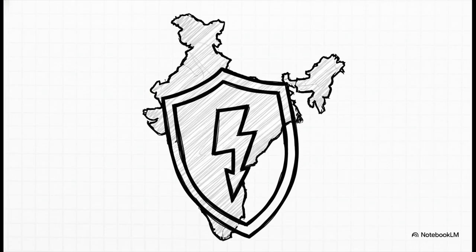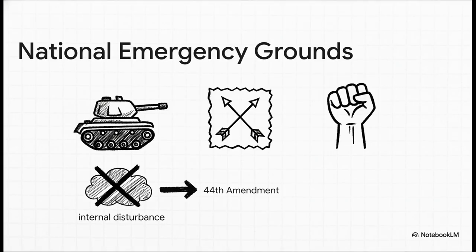This is the tool for crises that threaten the entire country. Now, you can't just declare a national emergency for any old reason. The grounds are super specific: war, external aggression, or armed rebellion. And I want you to really focus on that last one, armed rebellion. See, it used to say internal disturbance, which is pretty vague, right? It could mean almost anything. The 44th Amendment changed it to armed rebellion, which is a much, much higher bar to clear. That change is a huge deal, a critical safeguard we're definitely going to talk more about.